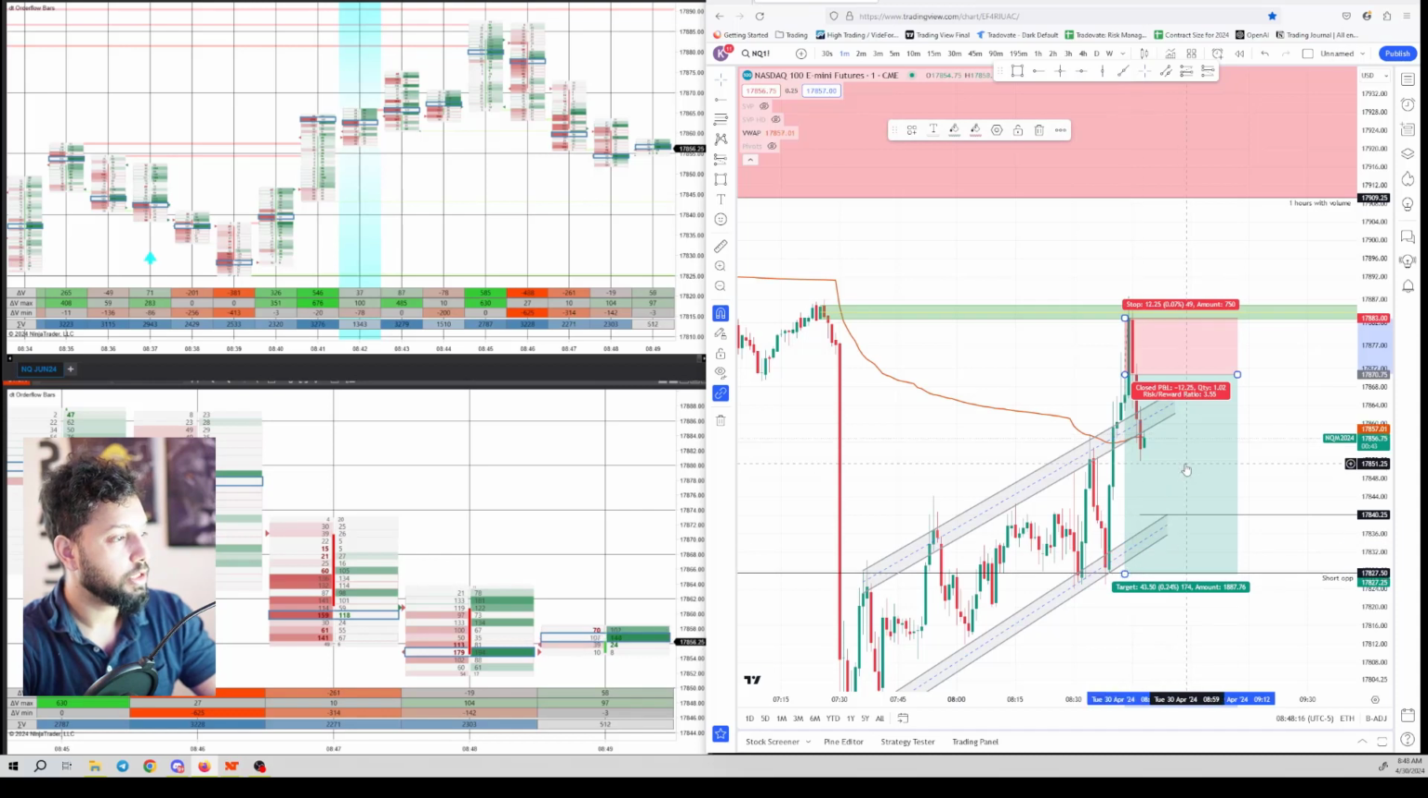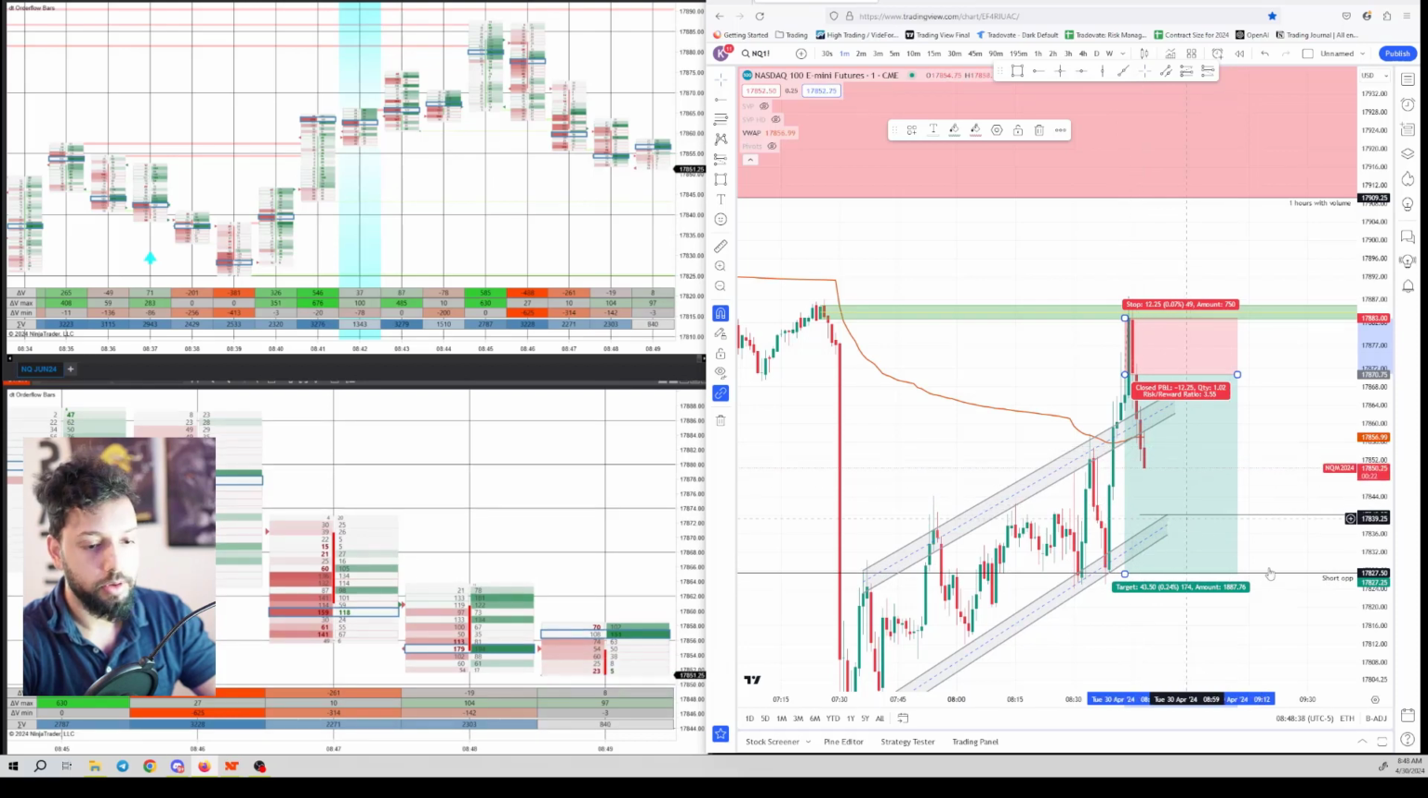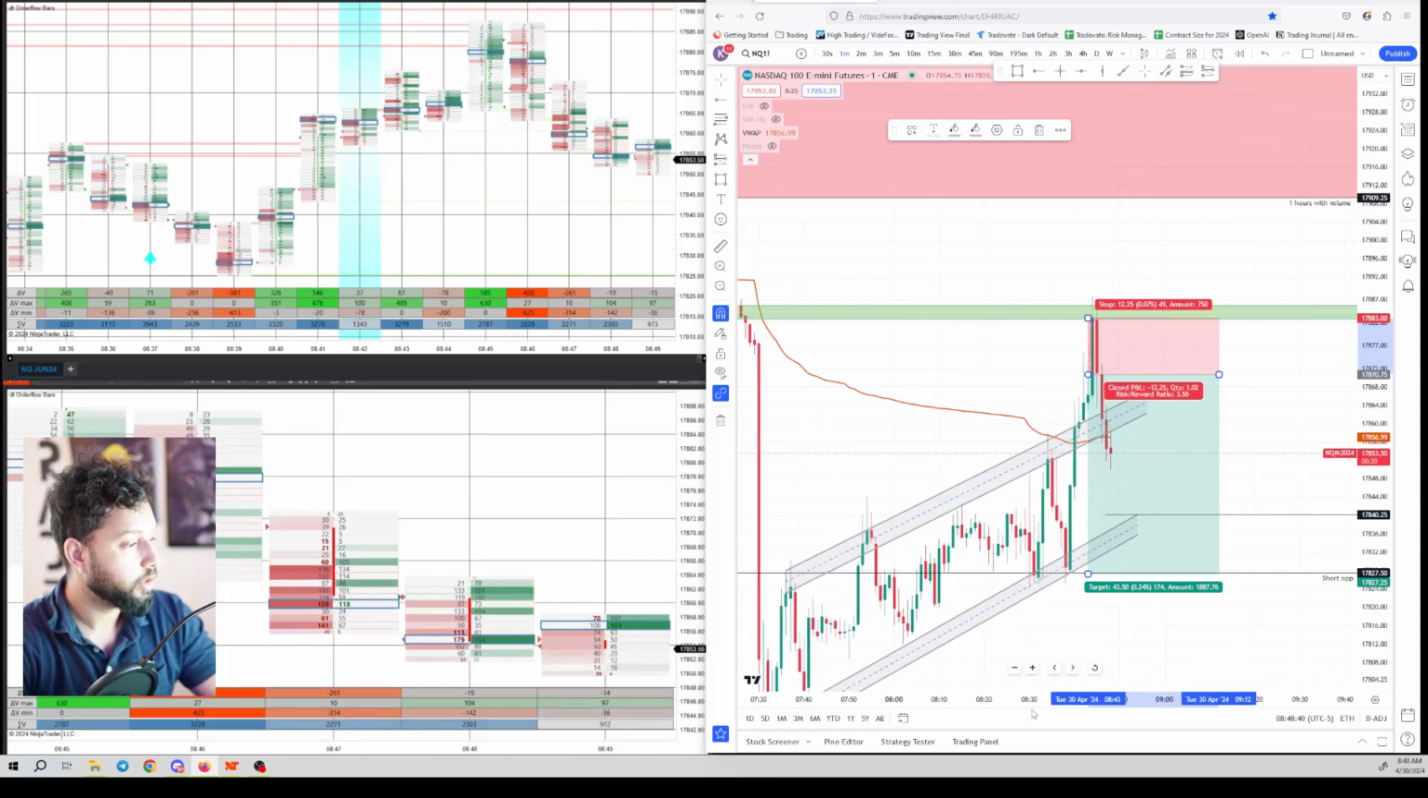As you can see, in the previous trade we only had 2 micro contracts, and it was around a $40 loss. But this one, if we can get it to our last take profit, it will actually be a good profit trade.